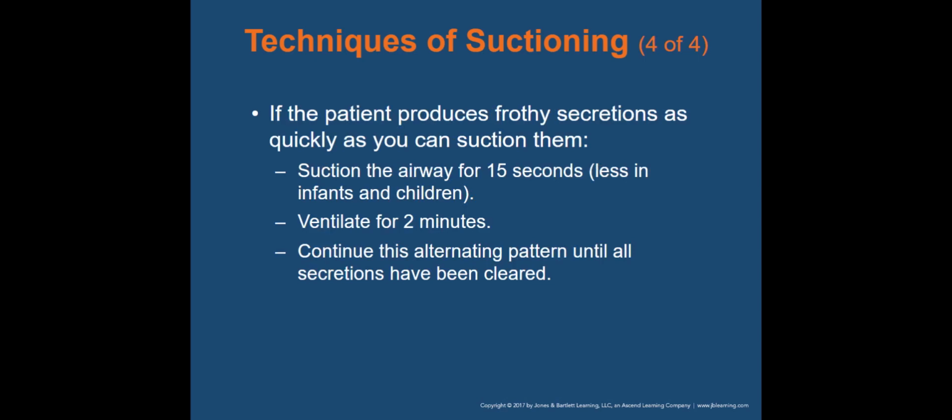If the patient produces frothy secretions, as quickly as you can suction them, suction the airway for 15 seconds, ventilate for 2 minutes, and then continue that alternating pattern until all the secretions are cleared. Continuous ventilation is not appropriate if vomitus or other particles are present in the airway. So we're talking frothy sputum versus vomitus.